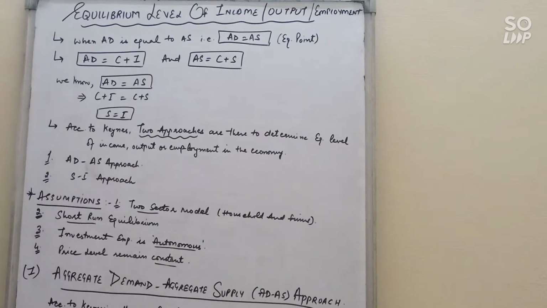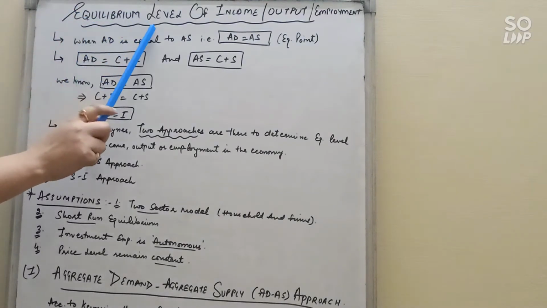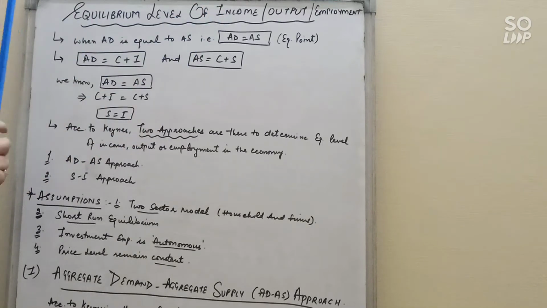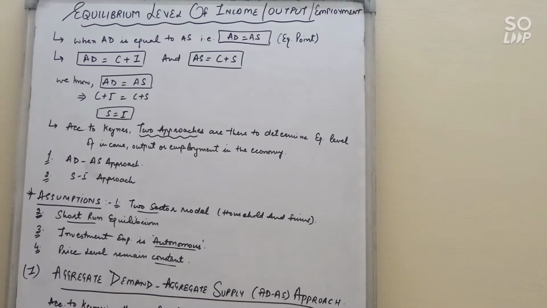So here we want to find out the equilibrium level of income or output or employment. According to Keynes, we can determine the equilibrium level of income or output where AD is equal to AS. AD means aggregate demand and AS means aggregate supply. So where aggregate demand of goods and services is equal to total output, that is aggregate supply, that point is known as the equilibrium level of income, output or employment.